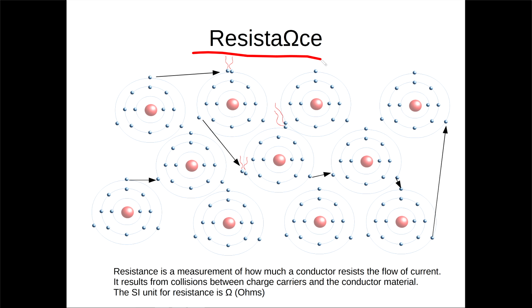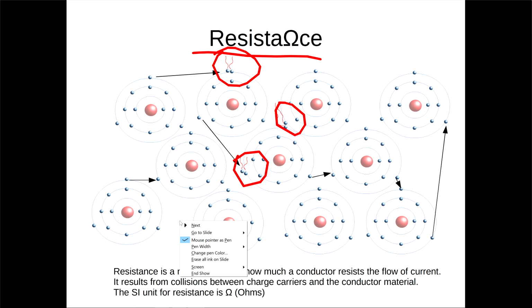The more resistance you have, the harder it is for these electrons to flow, and, as we can see here, the more collisions we're going to have. It's going to slow down the flow of these electrons. It's not going to allow as much current to flow, because there are so many collisions that it's going to produce heat and really slow down these charge carriers. So it's not as good of a conductor with the more resistance you have.